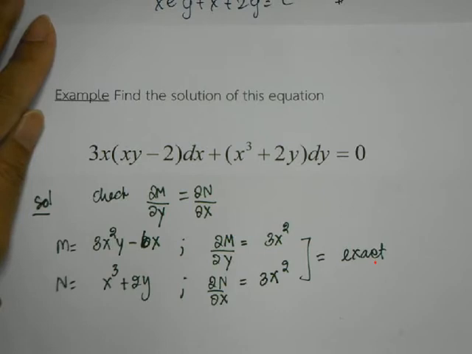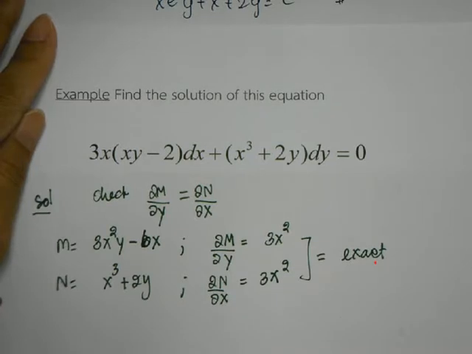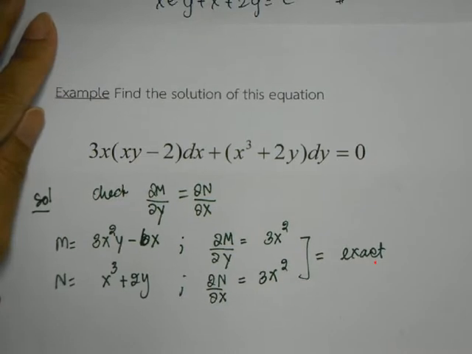Now, if you take a look at n is equal to x to the power 3 plus 2y, you do the derivative of n with x. So the first term you would get 3 times x to the power 2. But the second term, because you do the derivative with x, you look at y as a constant. So the second term you would get 0. Okay? Now, I would find f(x,y).